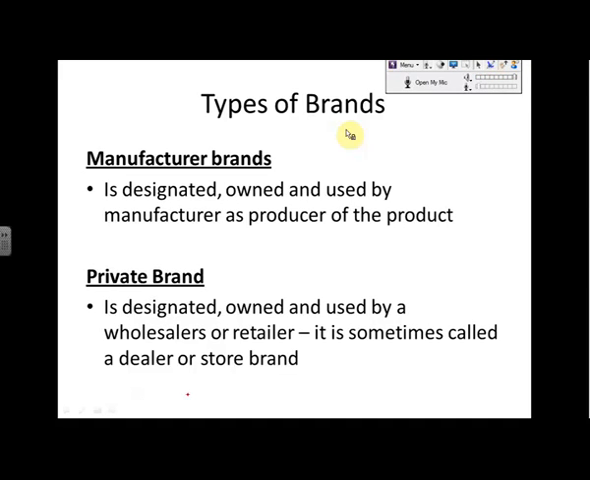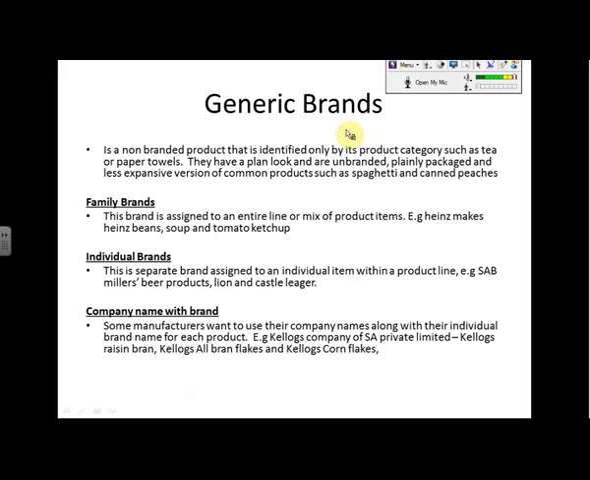We also know the other ones that are known, those are the two main ones, but there are also what are known as generic brands, right? What is a generic brand? A generic brand is a branded product that is identified only by its product category, such as tea and paper towels. They have a plain look and are unbranded, plainly packaged, and less expensive version of common products, such as spaghetti and canned peaches.